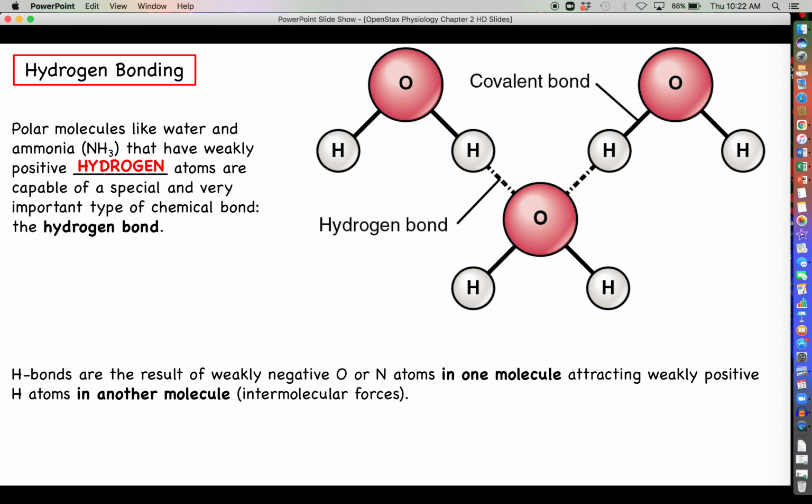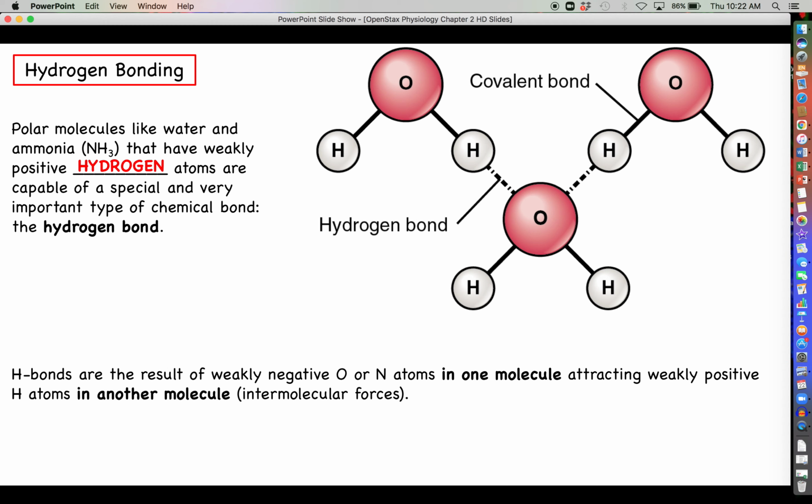Rather, a hydrogen bond is a very weak electrical attraction between the partial positive hydrogen and the partially negative oxygen, if it's water, nitrogen, if it's ammonia, or something else. Basically, a hydrogen bond is just a very weak electrical attraction between the partially positive hydrogen atom and some other partially negative atom, whether it be oxygen or nitrogen.